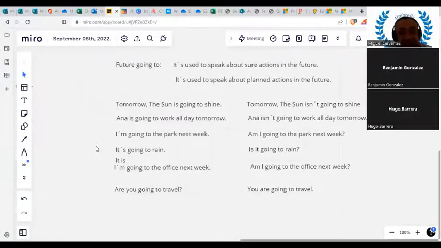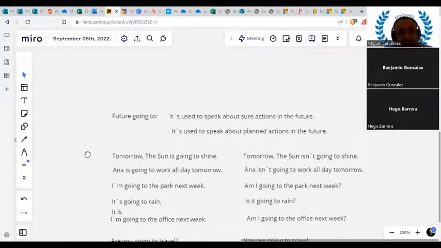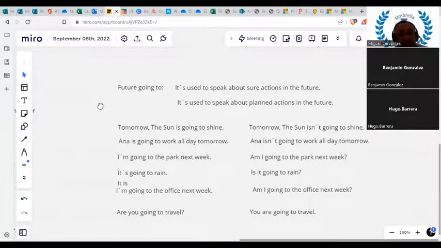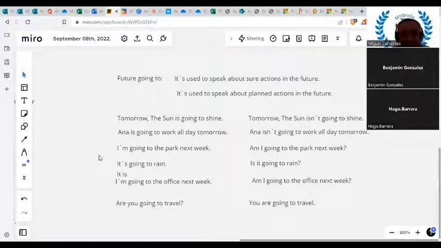So super easy, my friends. So remember, future going to, you use it to speak about future actions, okay? Planned actions in the future. Actions that, yes, are going to happen. Acciones que por seguro sí van a ocurrir, que sí van a pasar. Okay, friends. So any questions about future going to? No, it's okay. Hugo? Okay. It's great. Very good.